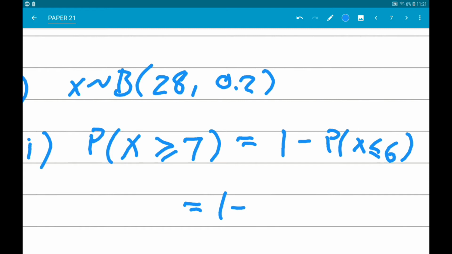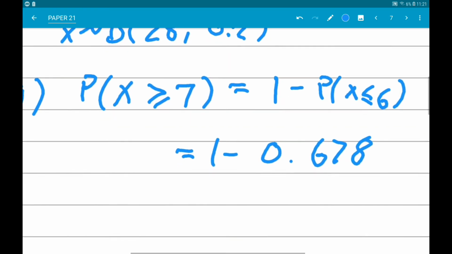Okay, now on your calculator, you want to go into menu, distribution, and then you want binomial CD, and then you want variable, x is 6, n is 28, p is 0.2, press equals, and you will get 0.678. So that gives us the final answer of 0.322.